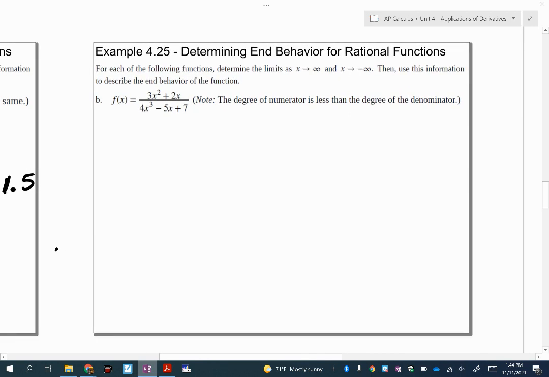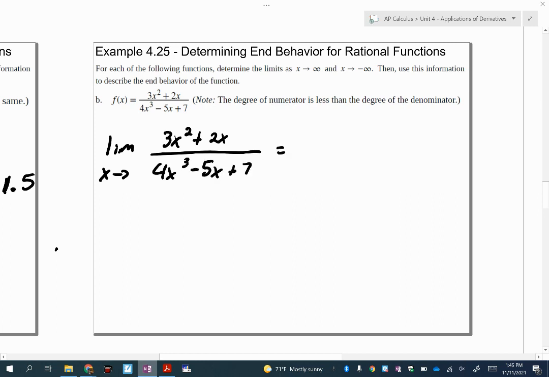This one is another rational function. You can see that the degree of the numerator is actually less than the degree of the denominator. I don't know if you remember what this meant in terms of the horizontal asymptote, but this means the horizontal asymptote is going to be y equals 0.